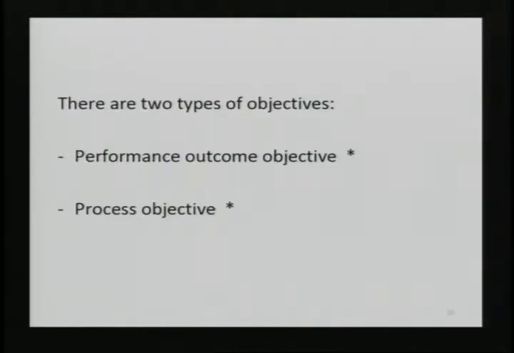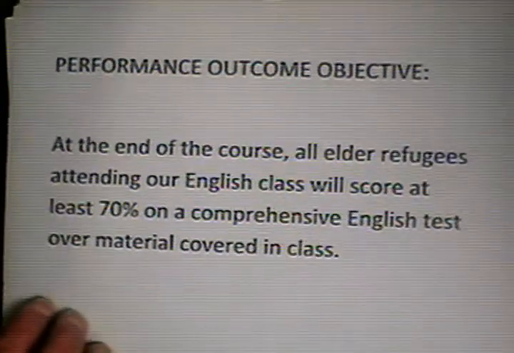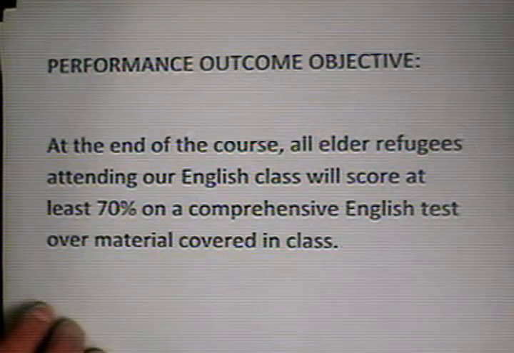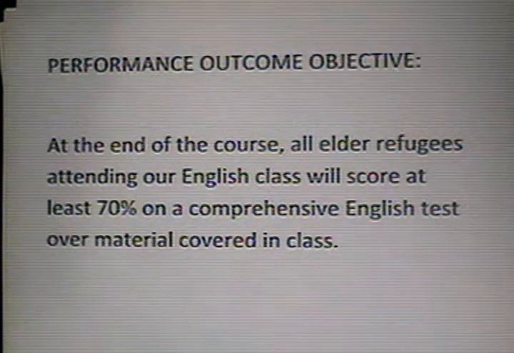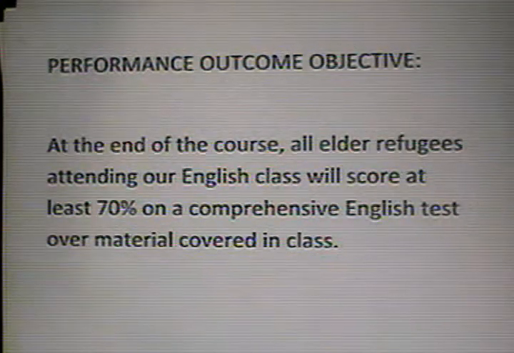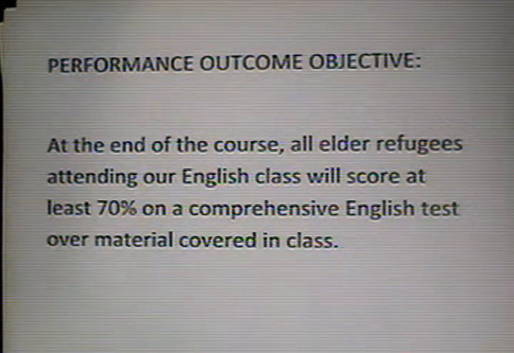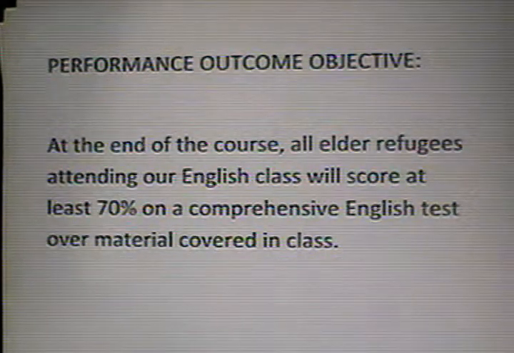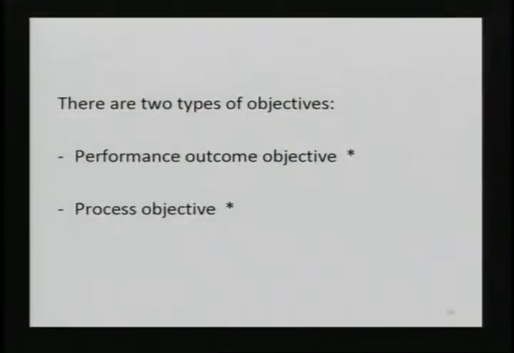And then another important point of what I've covered today is that there are 2 types of objectives. The performance outcome objective, and I'd like to put that up, take another look at that, just remind you of the example that I'm using in this session. At the end of the course, all elder refugees attending our English class will score at least 70% on a comprehensive English test over material covered in class. That's the performance outcome objective.